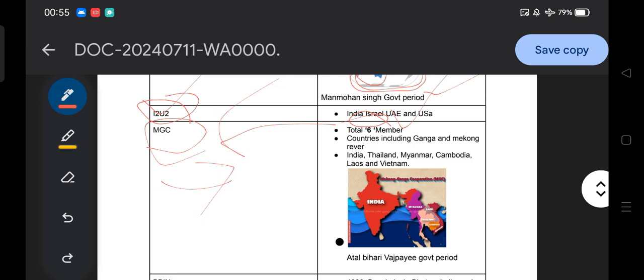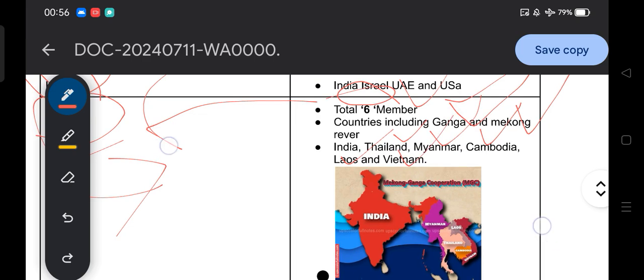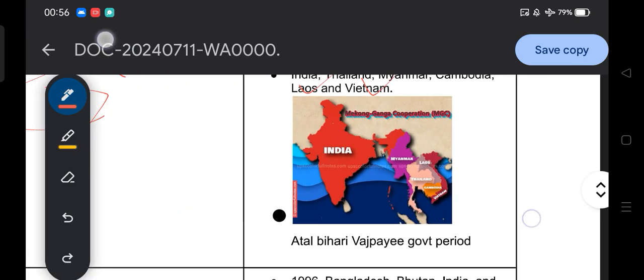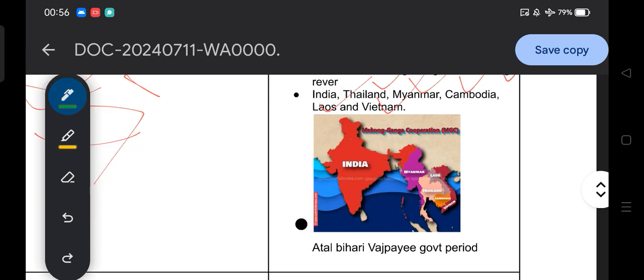If someone asks you what is Mekong Ganga Cooperation, then you will say there are a total of 6 members, and the countries include the Ganga and Mekong rivers. So you can see Thailand, Myanmar, Cambodia, Laos and Vietnam. They are the members of the Mekong Ganga Cooperation. This one is the Ganga, this one is India. It is the Ganga River.